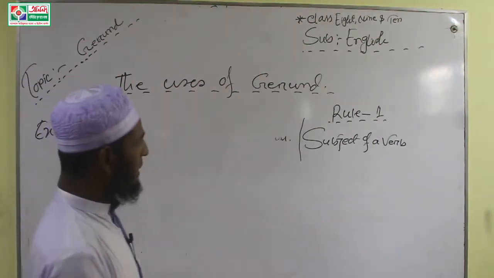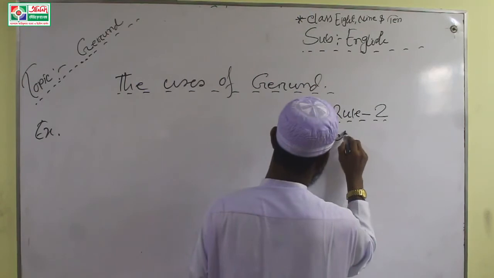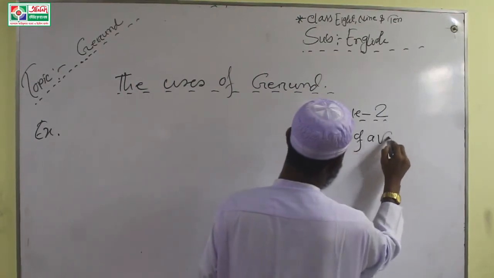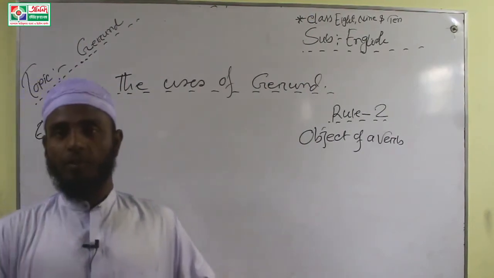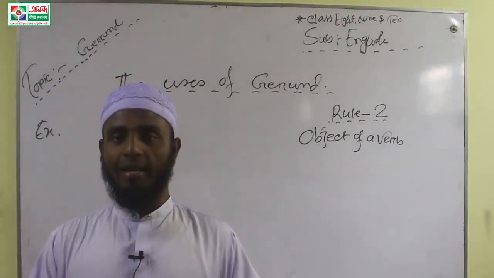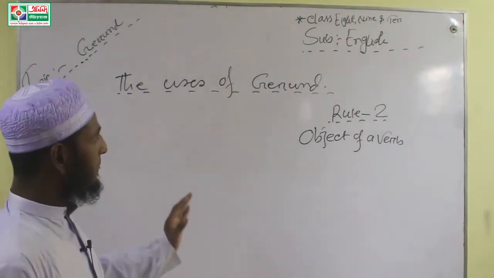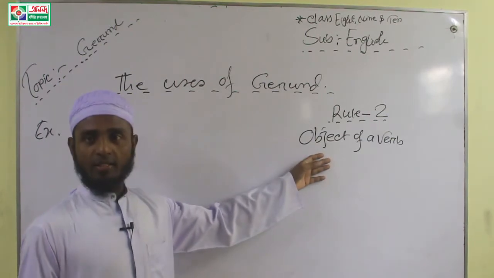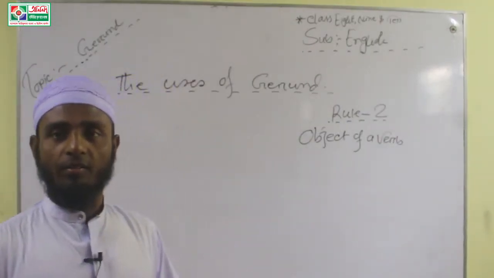Now, rule number two: object of a verb. That is how the gerund acts in the sentence as an object of a verb.